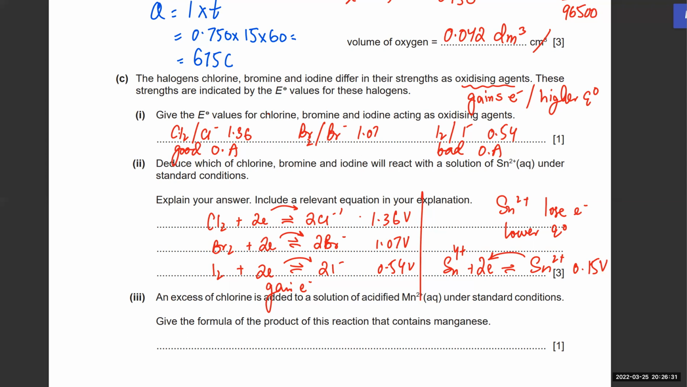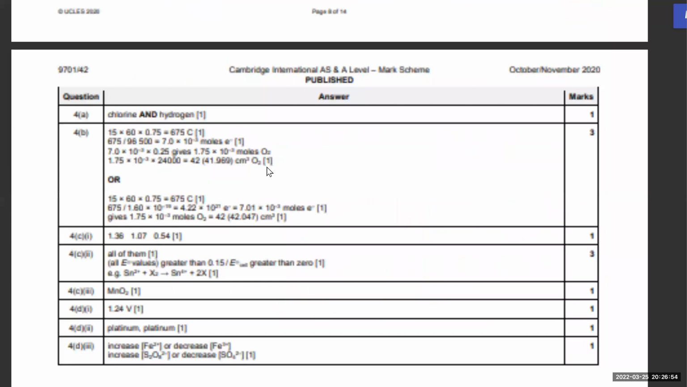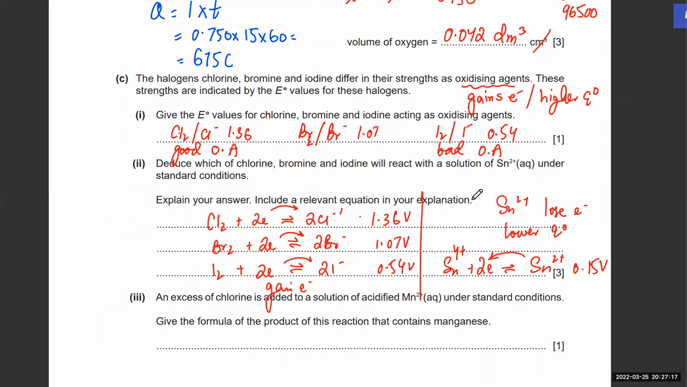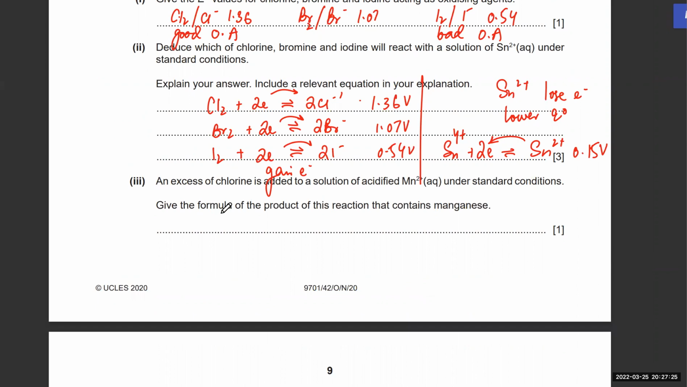With which would the reaction be the fastest? Chlorine, because the E naught cell, the potential difference, is a lot higher. So Sn2 plus would be able to lose electrons with all of them. Okay, so it's just a 3 mark question. Let me check how it's explained. This is question number 4, right? So the second mark is all E naught values are greater than 0.15, or E naught cell is greater than 0. And there's a third mark for the equation as well. They asked to include a relevant equation in your explanation, so you have to write an actual equation. That was the third mark.